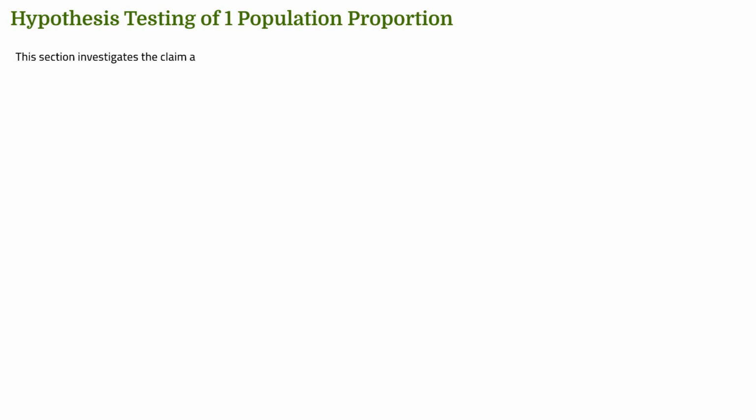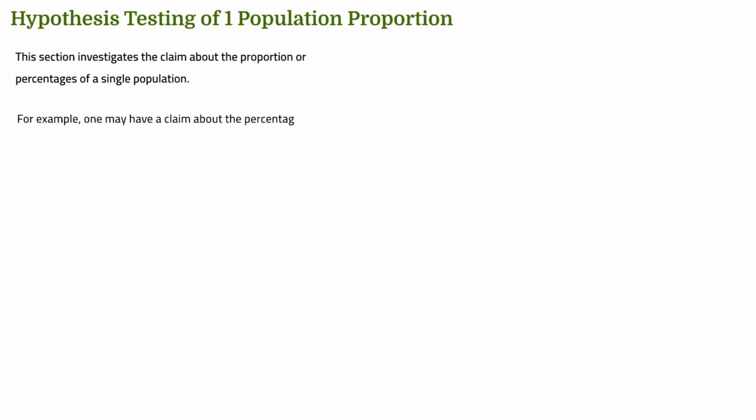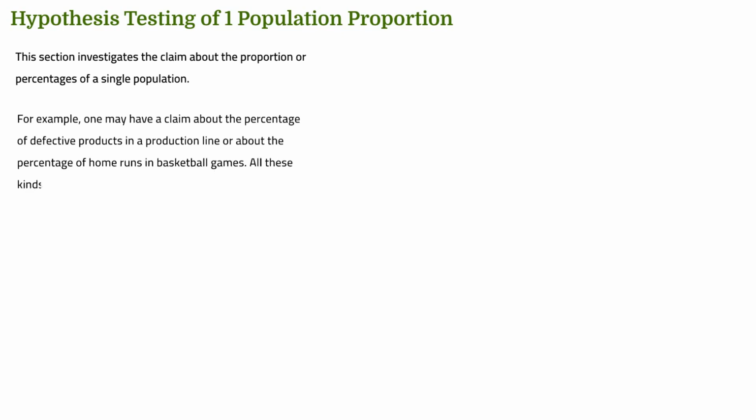Next topic, hypothesis testing of one population proportion. This section investigates the claim about the proportion or percentages of a single population. For example, one may have a claim about the percentage of defective products in a production line, or about the percentage of the home runs in a basketball game. All these kinds of claims are about proportions.